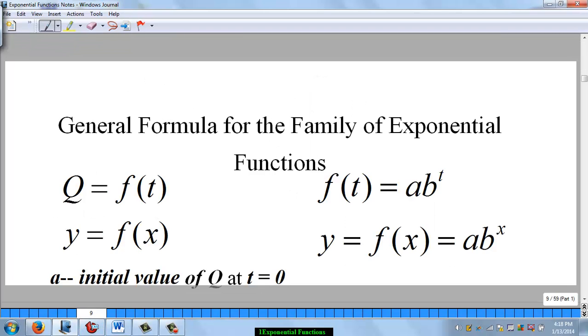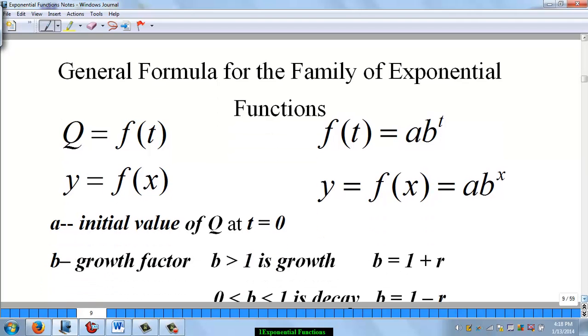All right, let's look at the formula here that we're going to come up with, and then we'll practice a few problems, and after this, I'll let you practice your homework. So in the book, if I had the quantity Q equals F of T, so my point would be (T, Q), and then they give you this formula, F of T equals A B to the T. Well, I have no problem with this, but we're going to do it this way. It makes it a little bit easier.